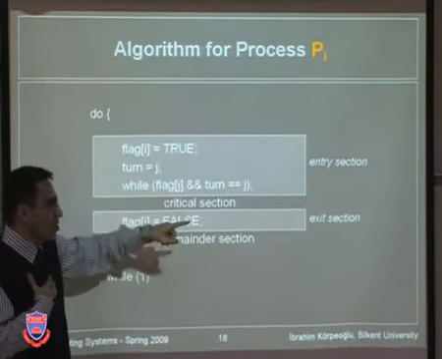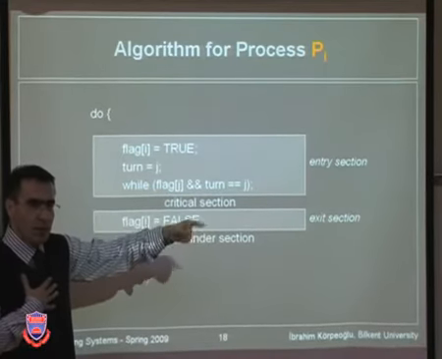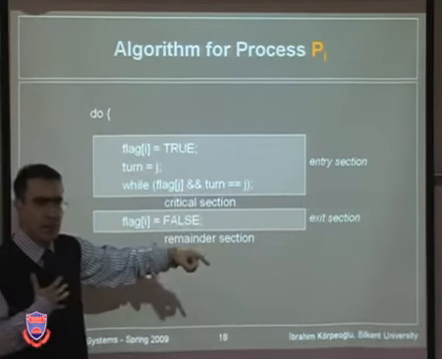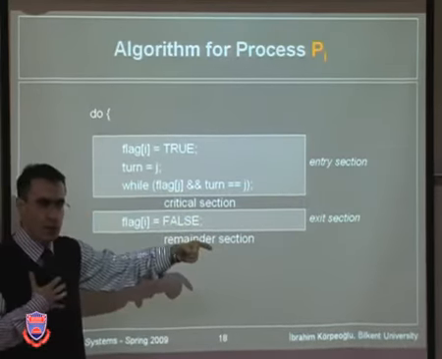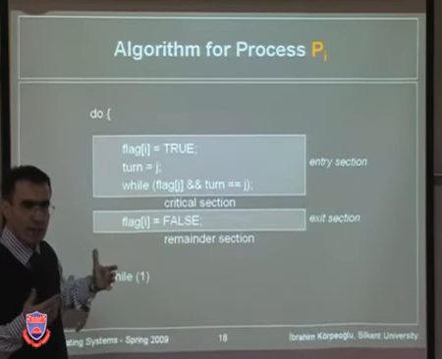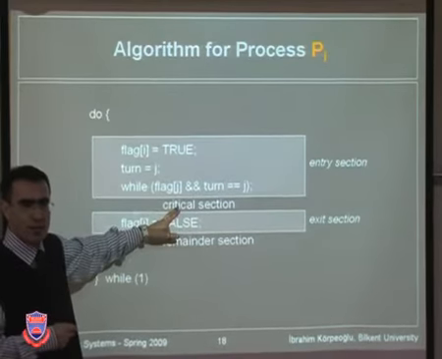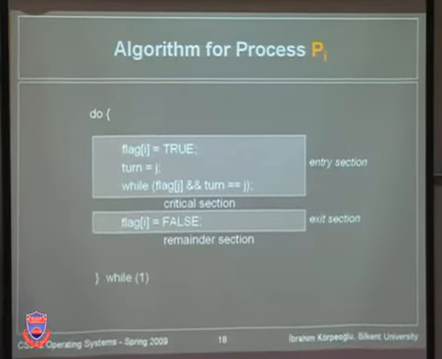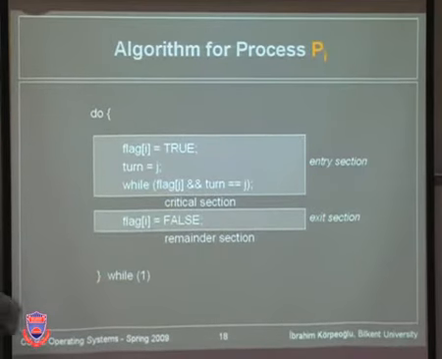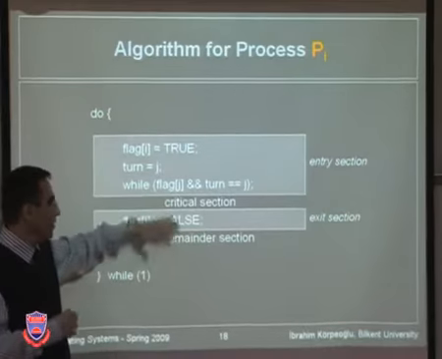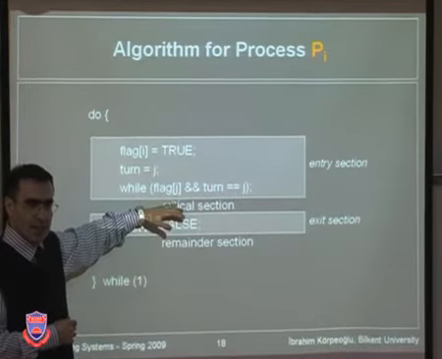As long as flag J is true, as long as the other process would like to enter the critical region, and turn is the other process's turn, that means I have to loop, wait, busy wait, okay? I cannot go and execute the critical section. So this while statement here will cause me to stop, busy loop, okay? And not enter the critical section. I am not stopping, I am looping, but it prevents me to enter the critical section.